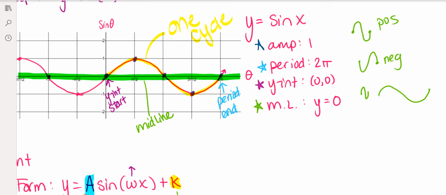Now, the amplitude. The amplitude we see in 2 places in one cycle. We see the amplitude from here to here and from here to here. We see the amplitude from the midline to the max and to the min. So these are your amps. The amplitudes. You can write out amplitudes.